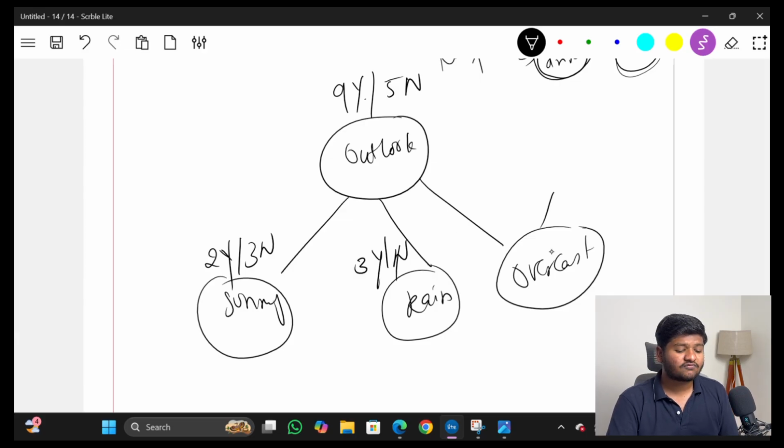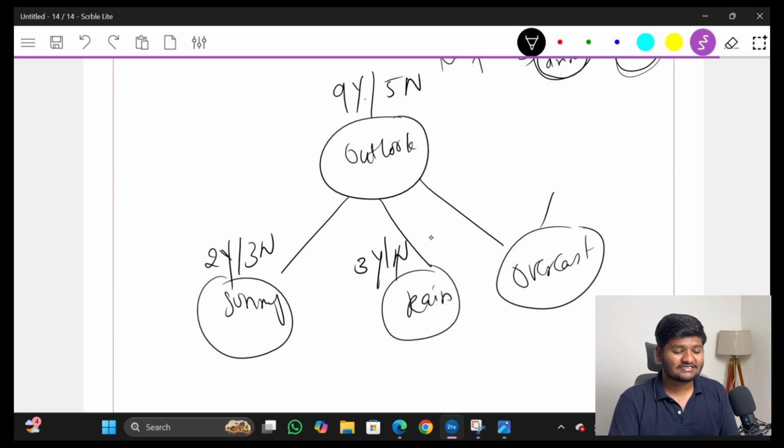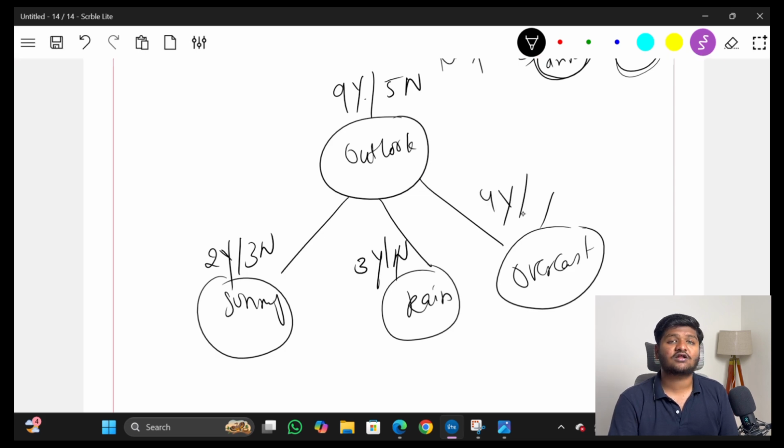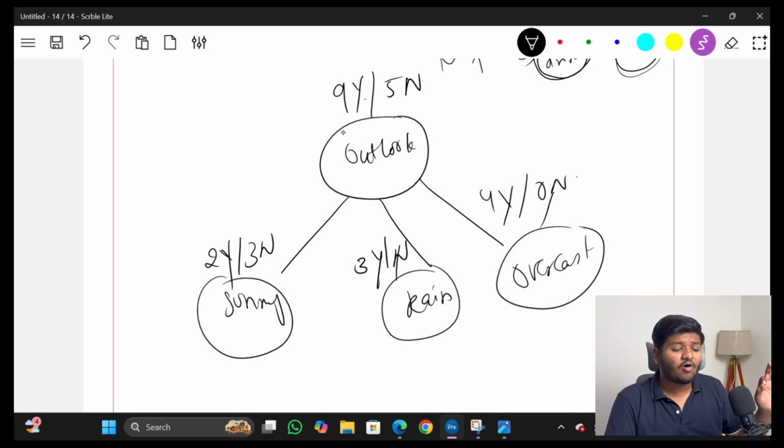For overcast, how many we have? For overcast, 1, 2, 3, 4 yes. So you can clearly see here 4 yes and 0 no's are there. Now you can take an intuition from this. The main thing is the outlook. Overall there are 9 yes and 5 no's.